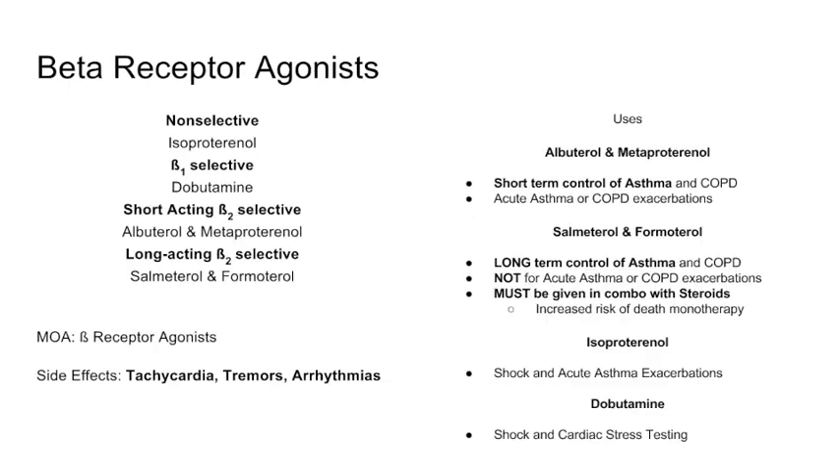All right, beta time. Very, very, very important drugs right here. I guarantee you will see these all the time. Isoproterenol is our non-selective beta receptor agonist. We have dobutamine, which is our beta-1 receptor agonist. We have some short-acting beta-2 selective agonists, albuterol and metaproterenol, and then we have long-acting beta-2 agonists. Obviously the mechanism is that we're activating our beta receptors. Side effects of all of these medications are tachycardia, tremors, and arrhythmias.